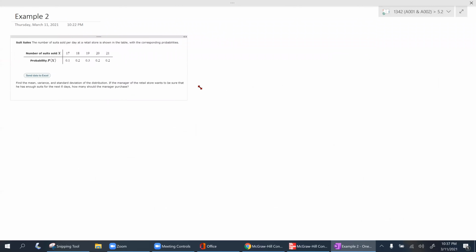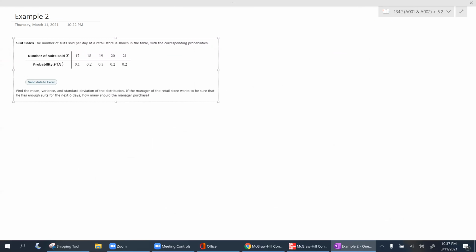Let me make this a little bit larger for you all to see. All right, so this says the number of suits sold per day at a retail store is shown in the table below with the corresponding probabilities. And again, find the mean, variance, and standard deviation of the distribution. If the manager of the retail store wants to be sure that he has enough suits for the next 6 days, how many should the manager purchase?